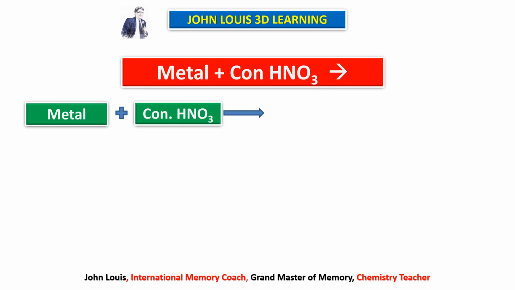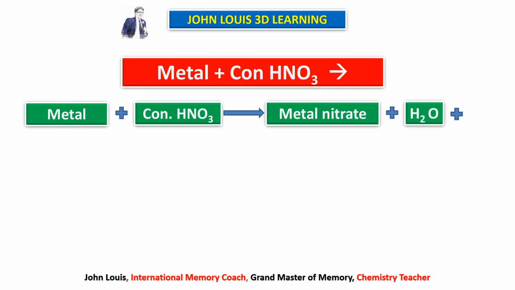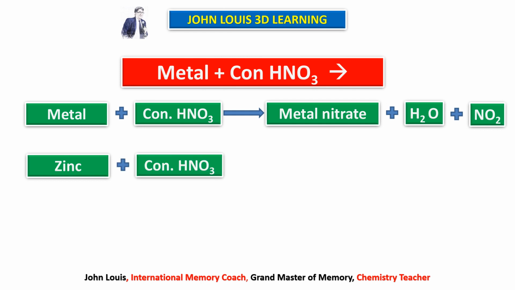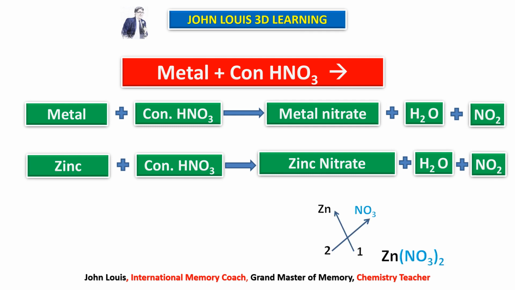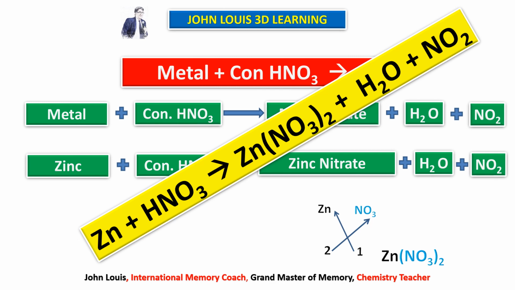Metal plus concentrated nitric acid gives metal nitrate plus water plus nitrogen dioxide. We have taken the same metal, zinc. Zinc plus concentrated nitric acid gives what? Zinc nitrate plus water plus nitrogen dioxide. What's the formula of zinc nitrate? Zn NO3, 2 and 1. If you interchange, you get Zn(NO3)2. Therefore, what is the equation? Zn plus HNO3 gives Zn(NO3)2 plus H2O plus NO2. Clear? Let's see one more example.